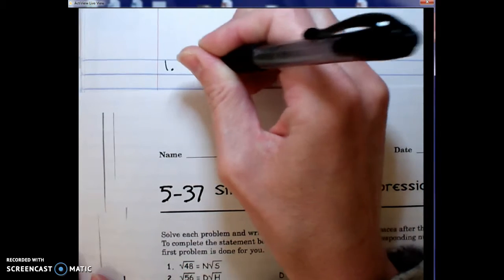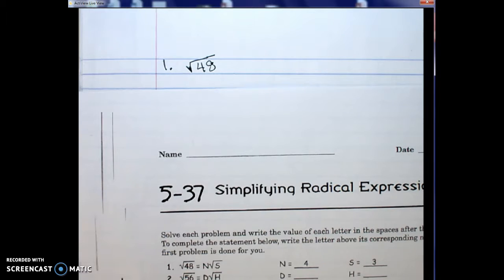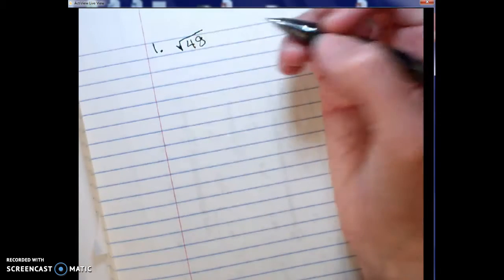I'm going to do it on this paper. So I'm going to write my problem. I have the square root of 48. Anytime you're simplifying a radical, we are breaking it down. We're trying to break it down into its smallest pieces as possible, the small tiny little factors, the prime numbers. So with the square root of 48, I'm going to create my little factor tree to break this down.